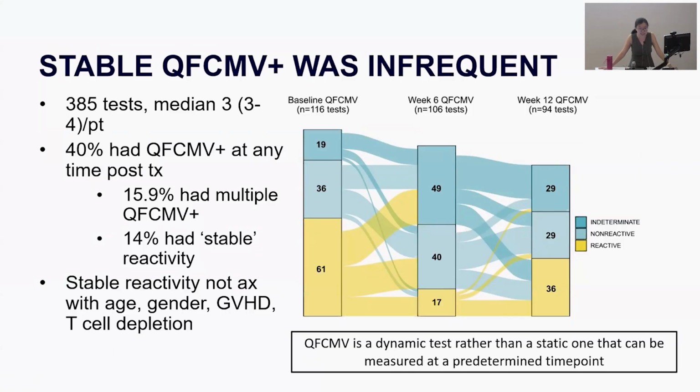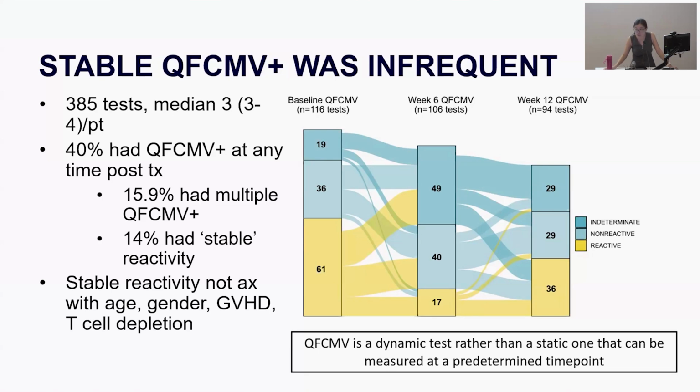So only 40% at any point post-transplant had any positive CMV QuantiFERON result. Of these patients, only about 16% had multiple positive results. What potentially is more notable is that about 14% of our population had what we call stable reactivity. What I mean by that is that to have stable reactivity, you had to have 2 consecutive positive QuantiFERON CMV results and maintain that, so you wouldn't have a negative result thereafter. So are you able to mount a response to CMV, and are you able to maintain that response?